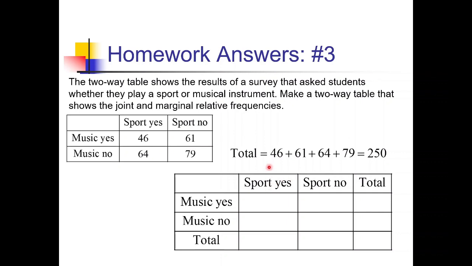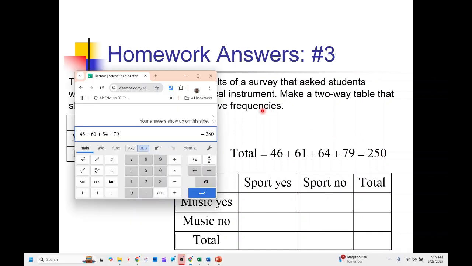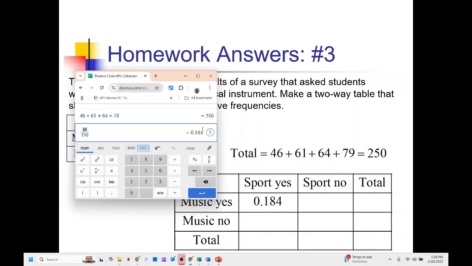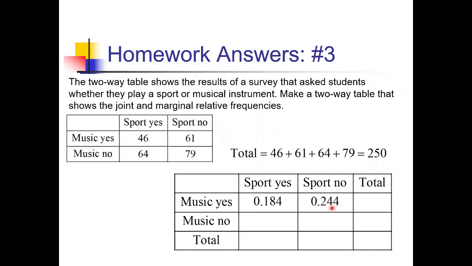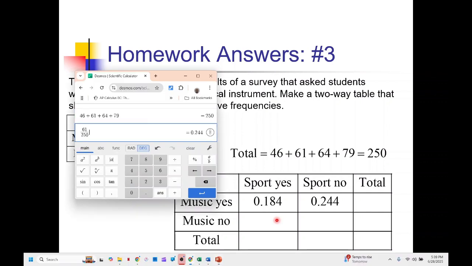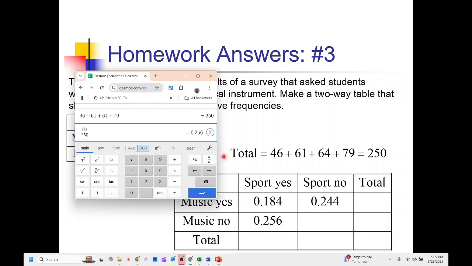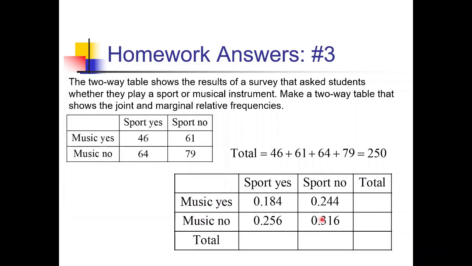Let's go left to right, top to bottom. So we were doing 46 divided by 250. Let me go down here. 46 divided by 250 is 0.184. And then we've got 61 over 250. So let me change that 46 to a 61. That's 0.244. Next, we'll do 64 divided by 250, so that's 0.256. And then we have 79 divided by, you guessed it, 250, and that's 0.316. Now, if you've done this correctly, these all should add up to a grand total of 1.